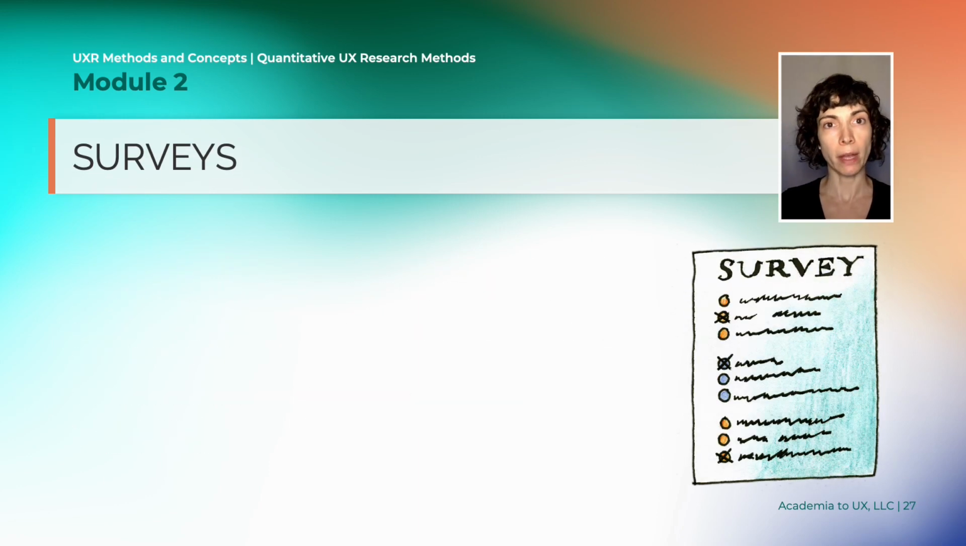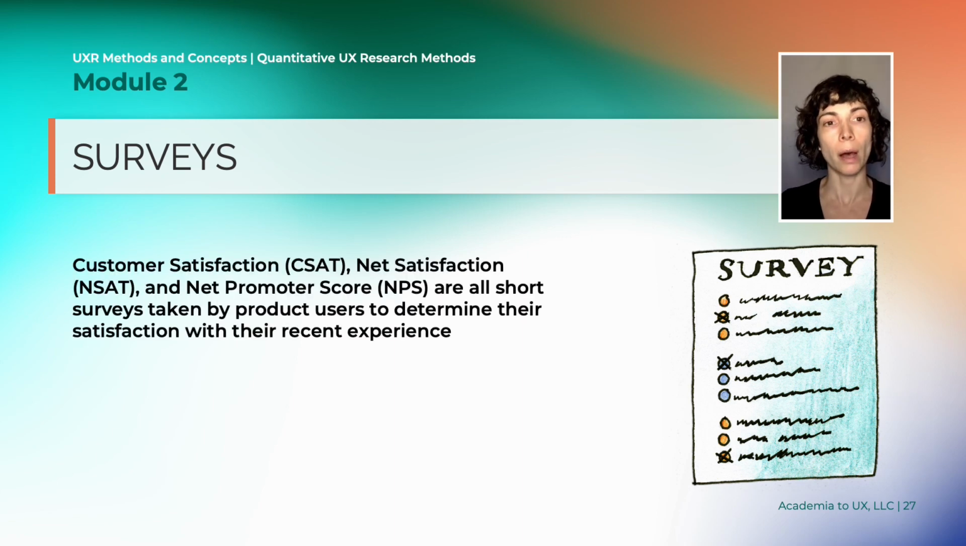A customer satisfaction survey, or CSAT, is commonly run after the launch or update of a product. It is applied to determine how happy or unhappy customers are. There are a few varieties of a satisfaction test. They include net satisfaction and net promoter score.